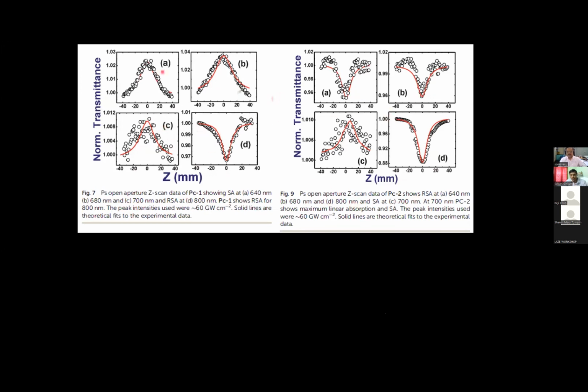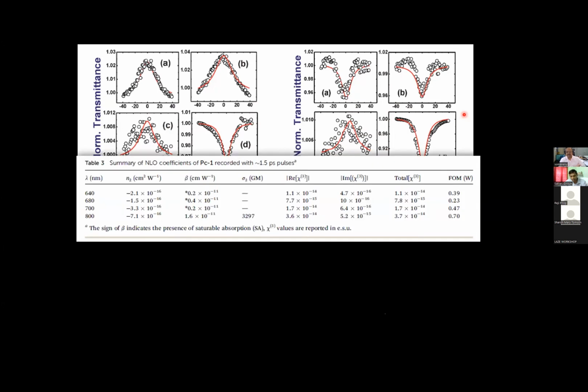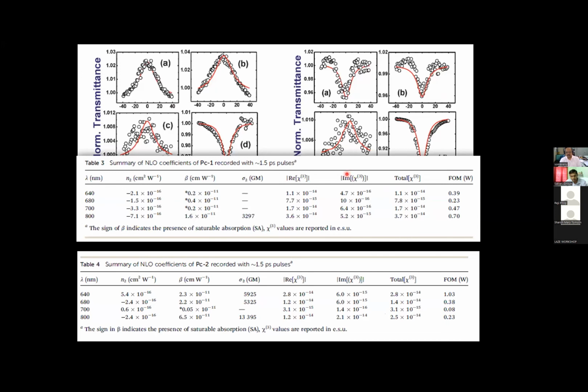You can see depending on the wavelength, there is saturation and then suddenly it switches to RSA. Similarly, for this, it starts with reverse saturation, then goes to saturation and then RSA. So wavelength plays a very important role in this process. Intensity plays a very important role. The concentration plays a very important role. All need to be considered when you are analyzing the data. These are some of the values you can see.